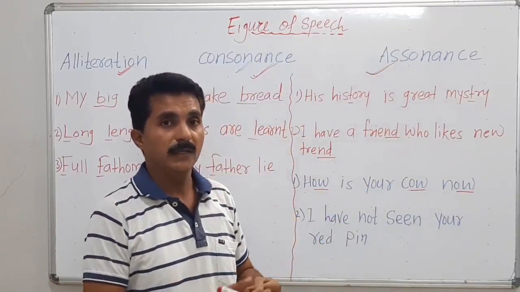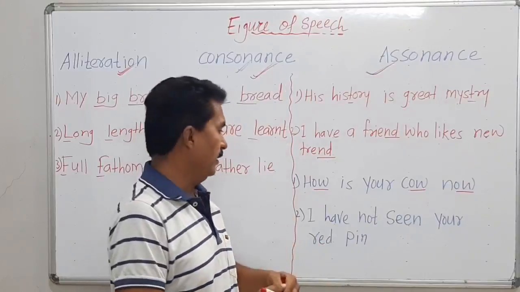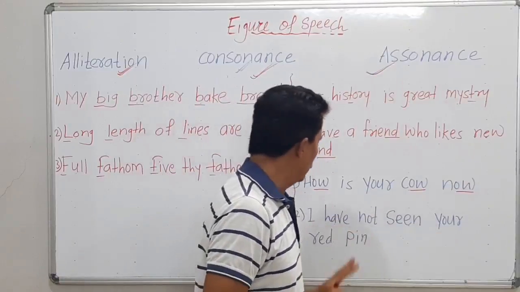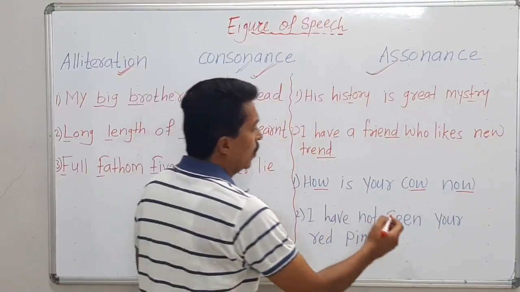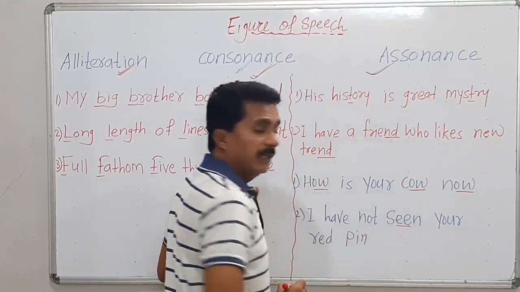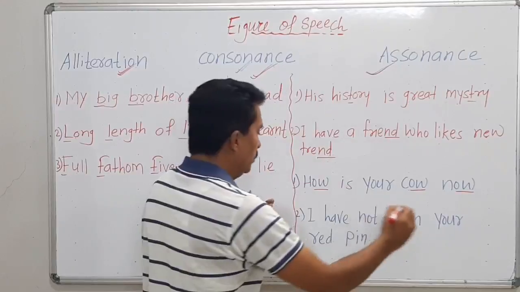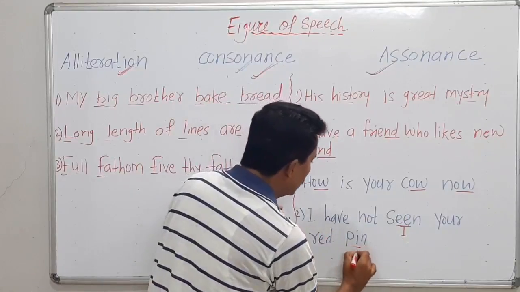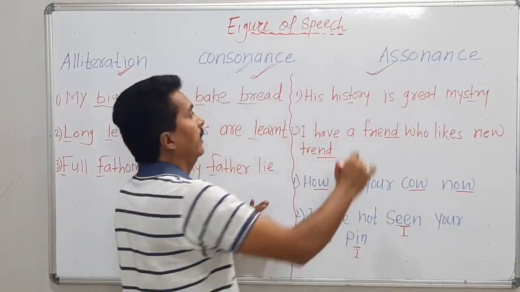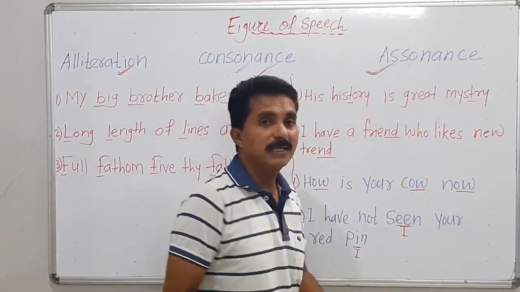Second example, how it comes in the middle. I have not seen your red pin. I have not seen. The middle sound is e, that is vowel. Your pin, the middle sound is e, that is vowel, and therefore the figure of speech is assonance.